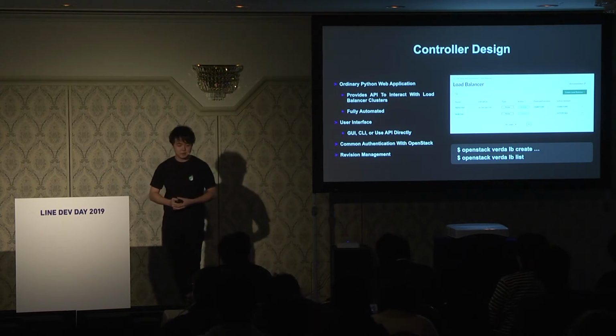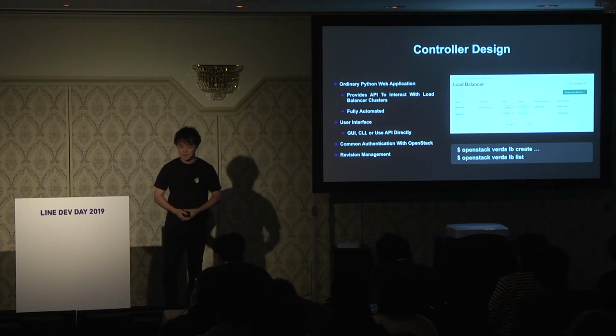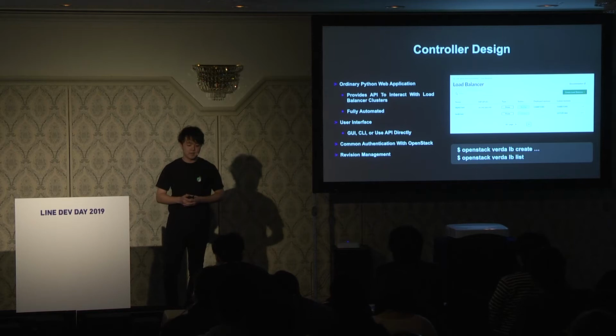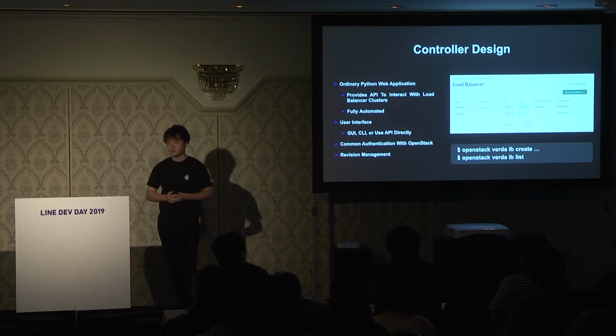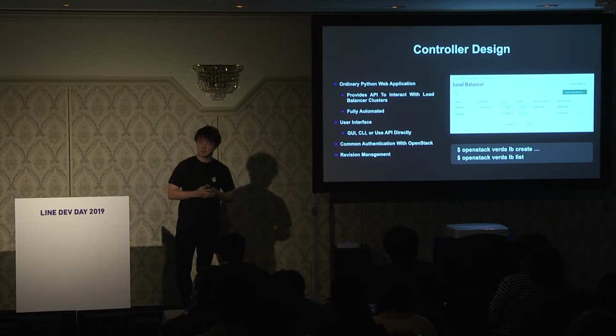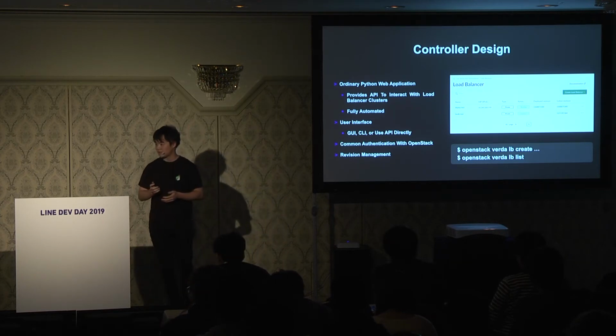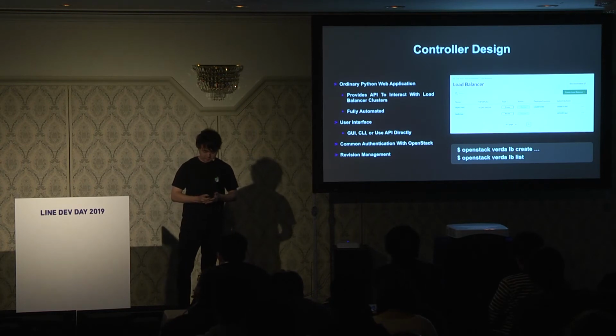In addition, functions that support user operation are also provided. One is the revision management of load balancer settings. This is a function for version management of past load balancer settings. For example, if the developer makes a setting error, then it is possible to easily roll back to the previous settings.